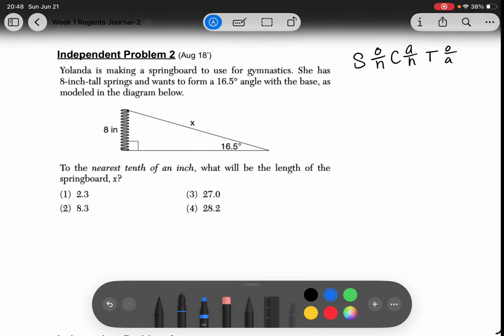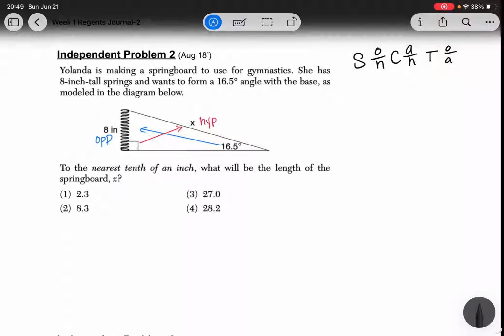So we have 16.5 as our reference angle, and as we said before, if we can create that straight arrow, that's always going to be our opposite side. If we can create that straight arrow from the right angle, that's always going to be our hypotenuse. And then the last side is not labeled for us, so we don't need the adjacent. So since we have opposite and hypotenuse, we're going to use sine.